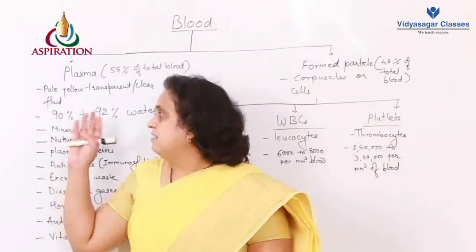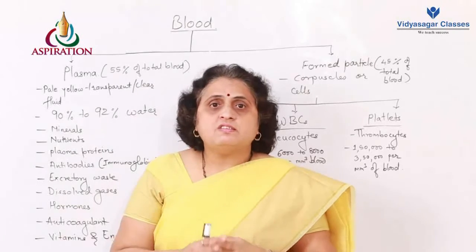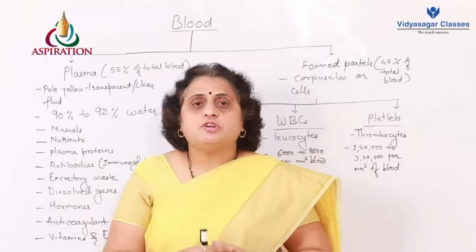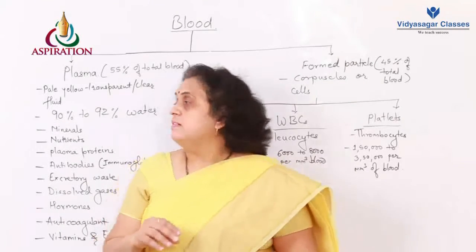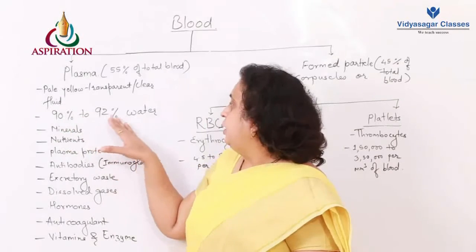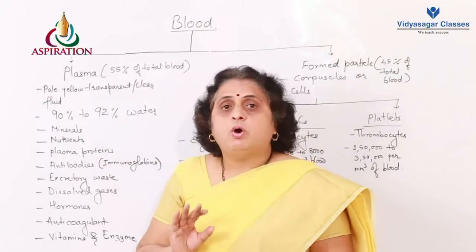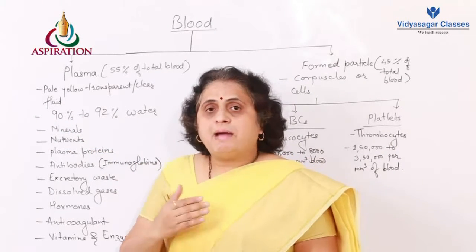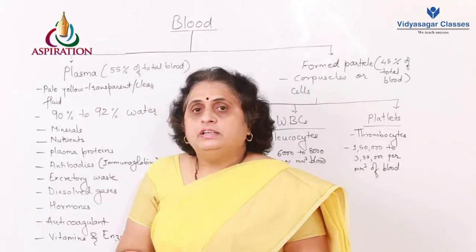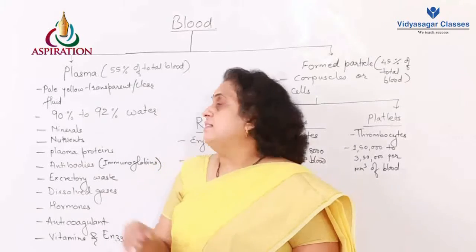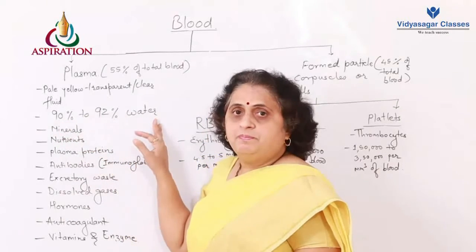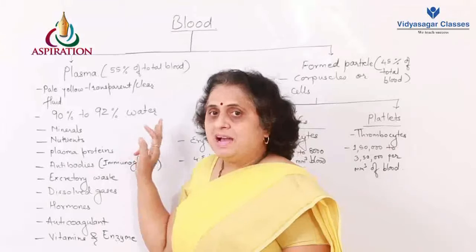When we talk about the plasma, if we consider the composition, plasma consists of 90 to 92% pure water. So the maximum amount of the water that we find in the blood is accumulated in the plasma. Therefore, plasma has maximum fluidity.